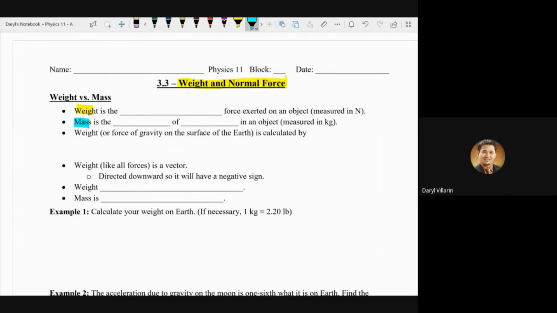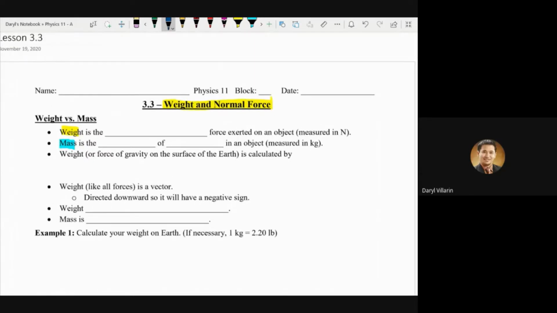So what is weight? How do we define weight? Well, weight is the Earth's gravitational force exerted on an object. And again, since it is a force, it is measured in newtons.